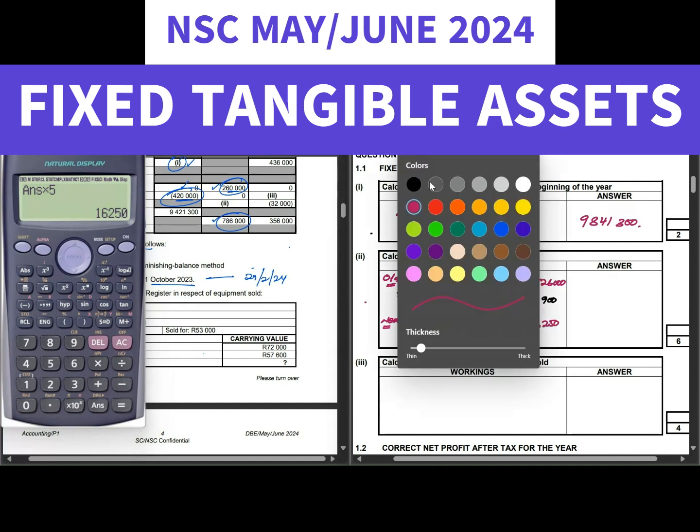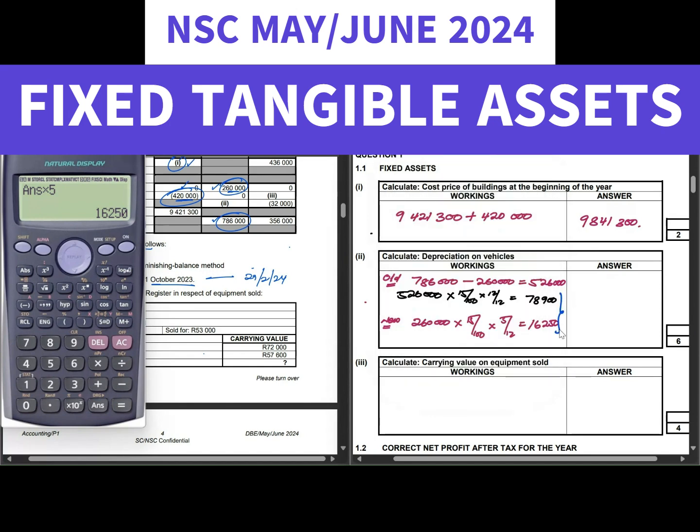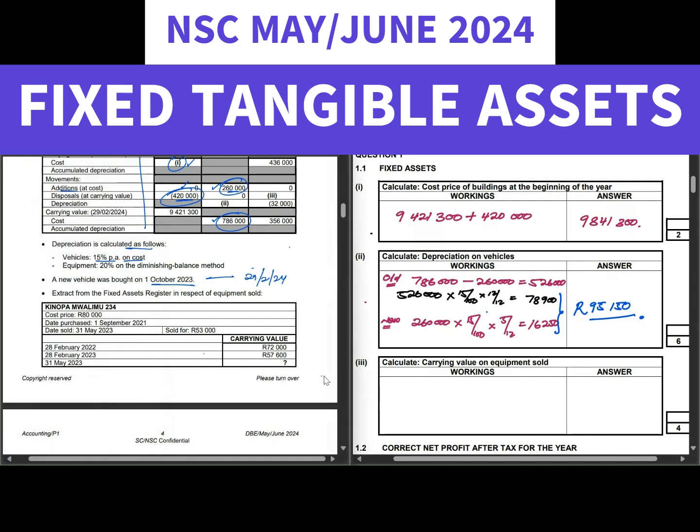Then I'm going to add my two amounts here, and that will give me my depreciation for the year. So I'm now going to say my 16,250 plus the 78,900. And that will give me my 95,150. That becomes the answer for number 2. Let's go on to the next one now, which is calculate the carrying value on the equipment sold.